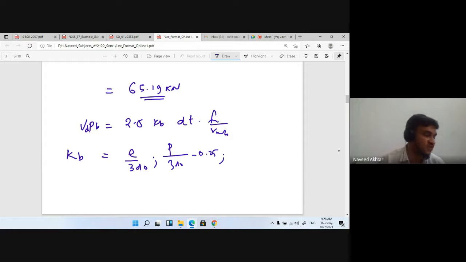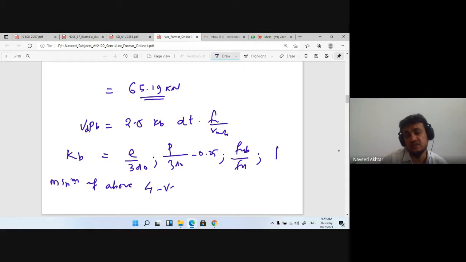Okay, FUB upon FU and 1. So the KB value is the minimum of the above 4 values. इसमें जो कम है वो आपका KB है.